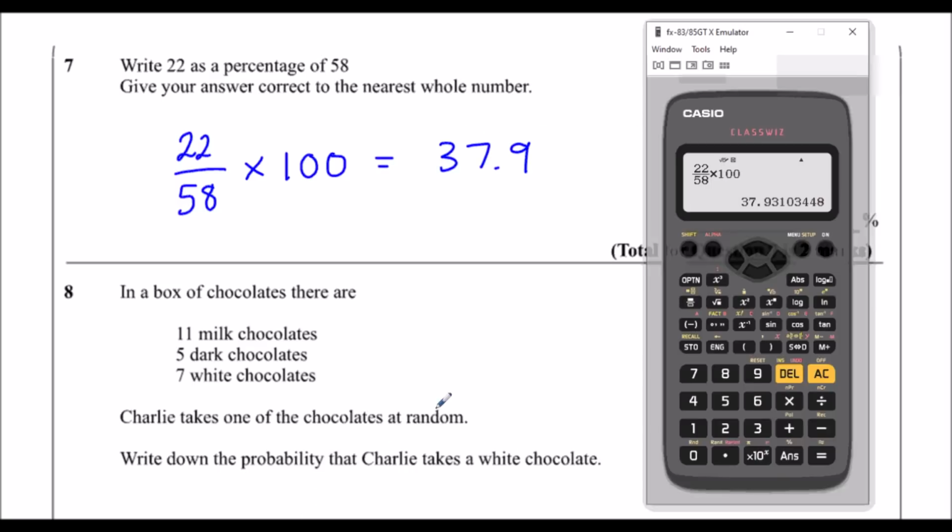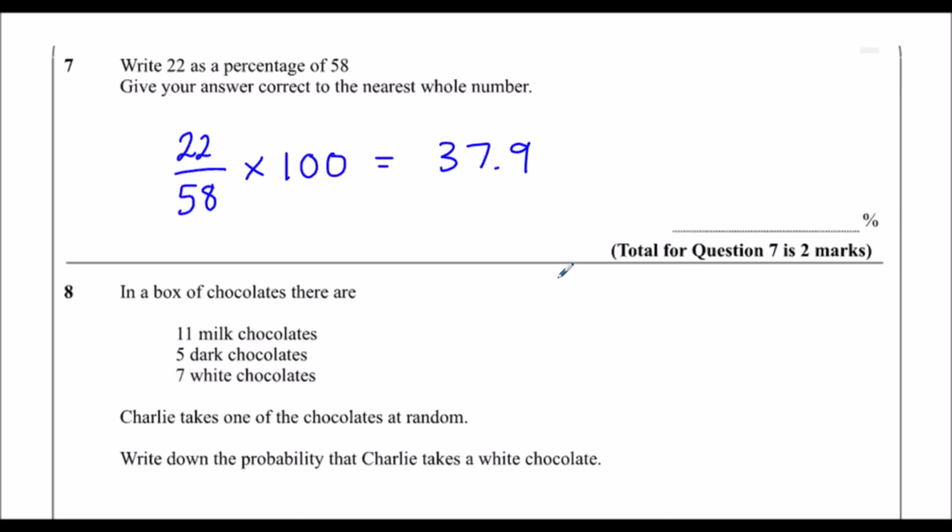But we wanted our answer to the nearest whole number. So the number after the decimal point is a 9. That is 5 or above. So we're rounding up. So it's 38. It's closer to 38% than it is to 37%.